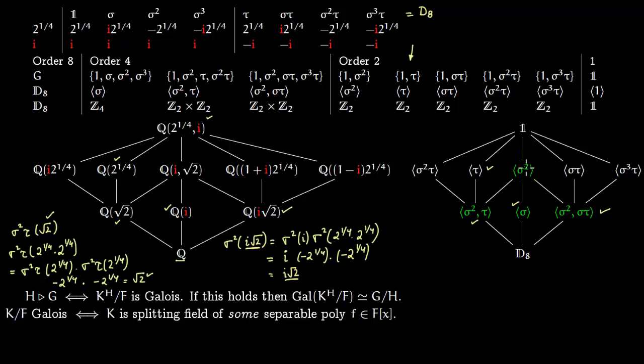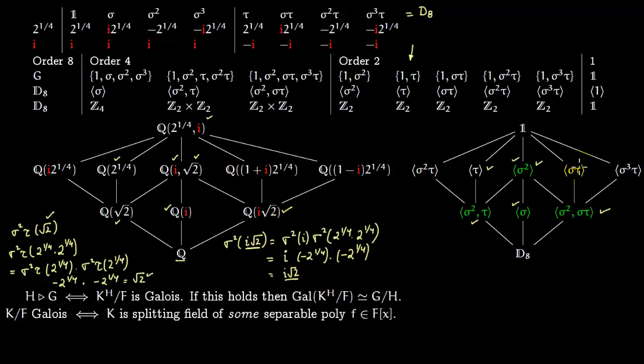For sigma square, again you can see sigma square fixes i. So sigma square acts on i, fixes i. So corresponding to sigma square, you have that i is fixed. But again it sends 2^(1/4) to negative 2^(1/4), and by a similar procedure you can show that it will fix root 2. So for most of the groups we can show like this, but there is some complication which arises when we have to show how we associate these groups to this correspondence.